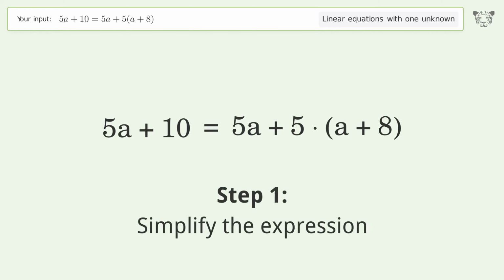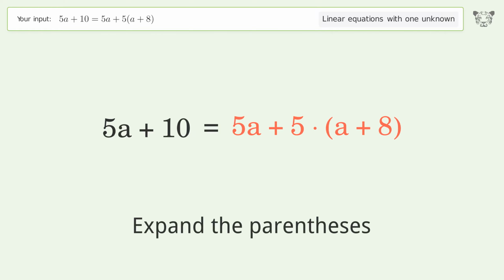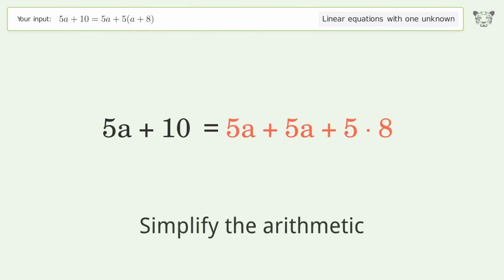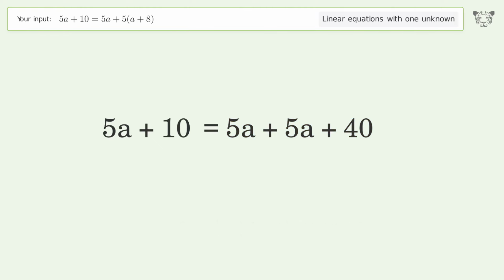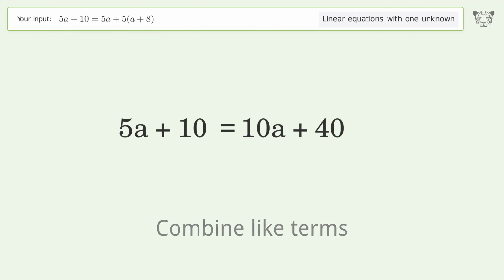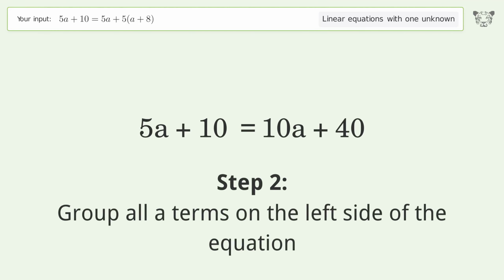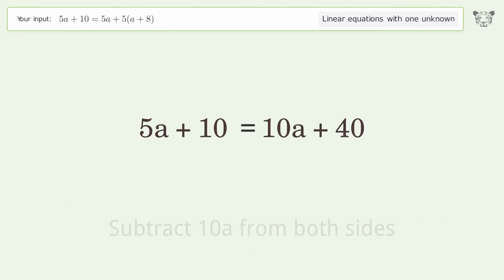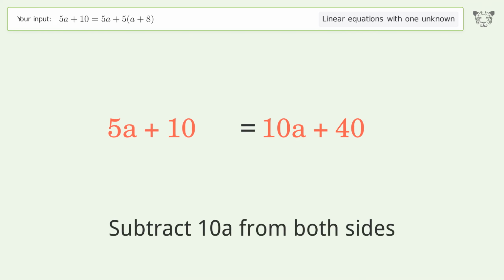Simplify the expression. Expand the parentheses. Simplify the arithmetic. Combine like terms. Group all a terms on the left side of the equation. Subtract 10a from both sides.